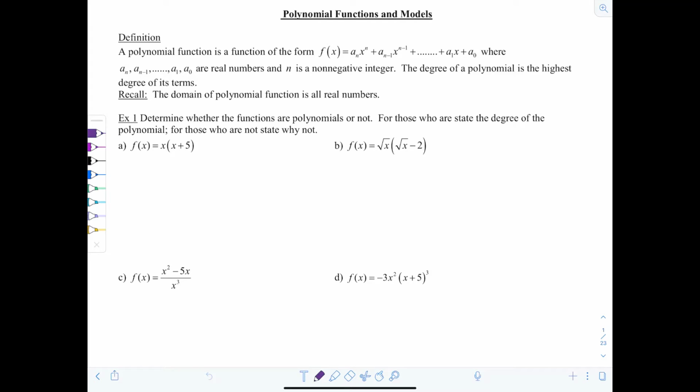Welcome to Precalculus, video lecture number 14 on polynomial functions and models. So first, definition of a polynomial. A polynomial function is one that has the following form.